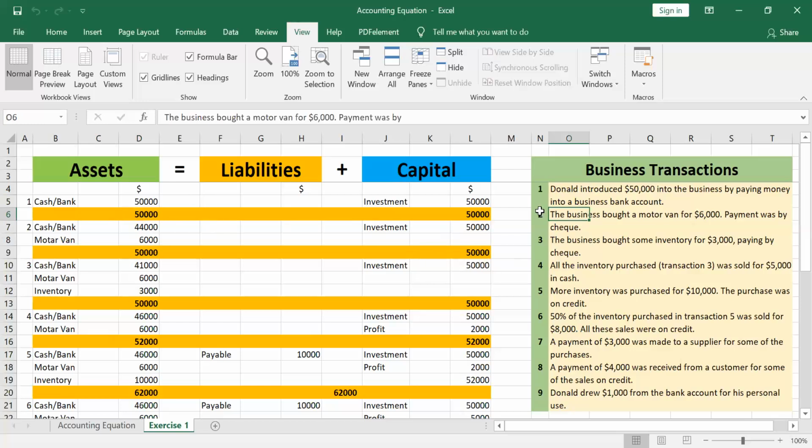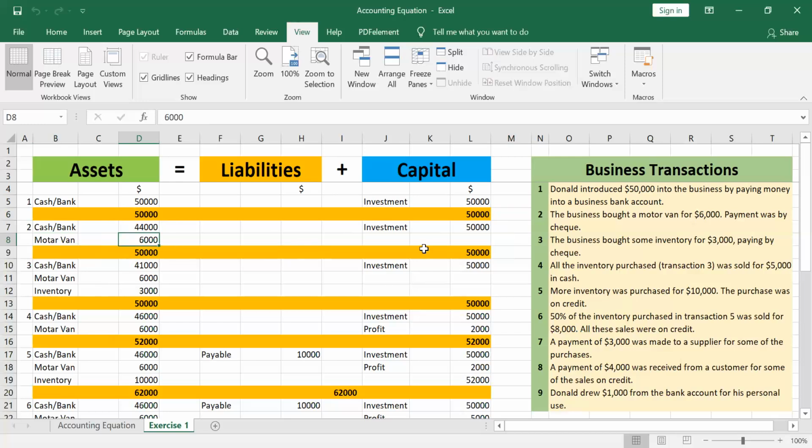Now you go to the second transaction, which says the business bought a motor van for 6,000. Payment was made by check. Business bought a motor van for 6,000. All right. So motor van is an asset. Motor van is a non-current asset. Hopefully you remember that chapter in which we discussed the assets, liabilities, and capital. So motor van is the asset which will be used for the business. So motor van, we will record that thing in the assets.